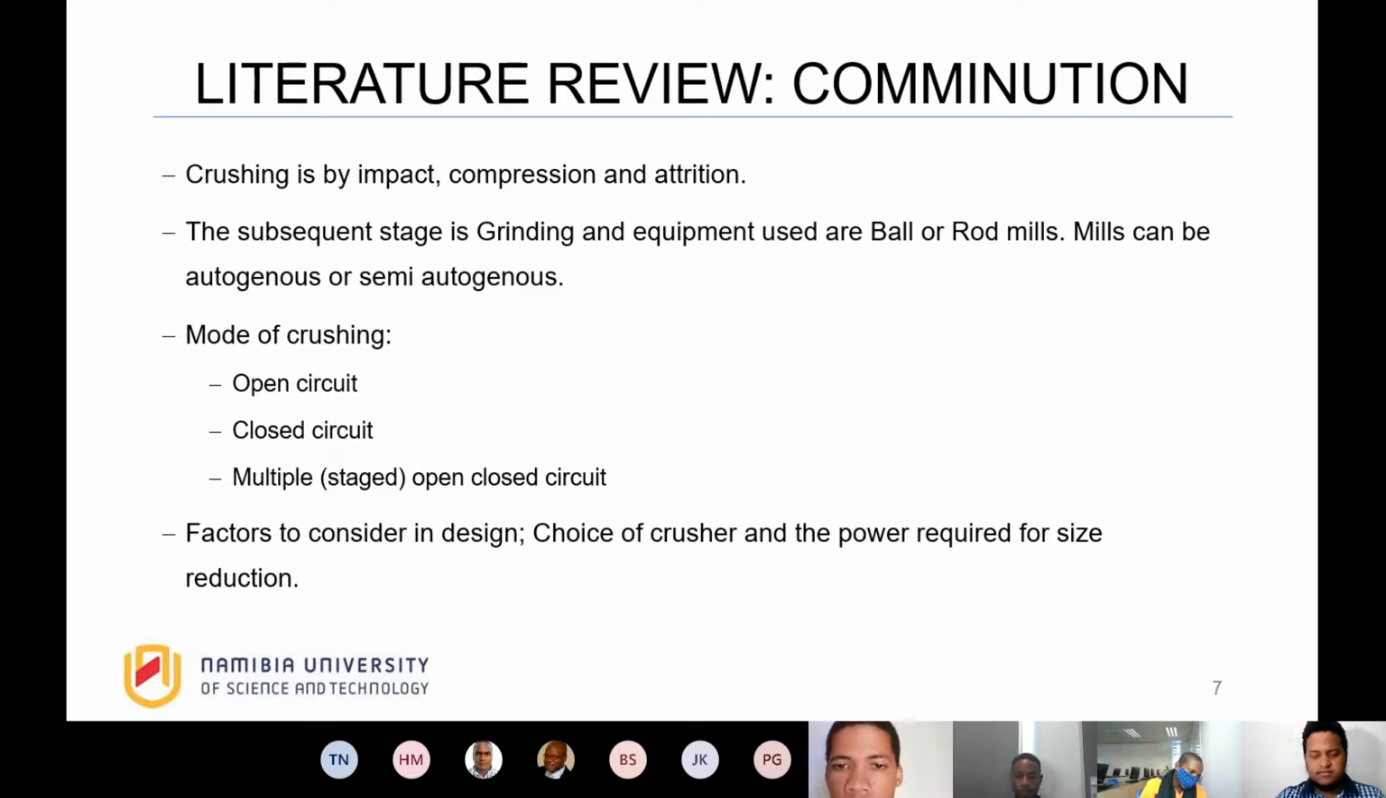Factors to consider when designing: when it comes to crushing, we have to consider the equipment which you are going to select, as well as the energy required for the particles to be broken down.